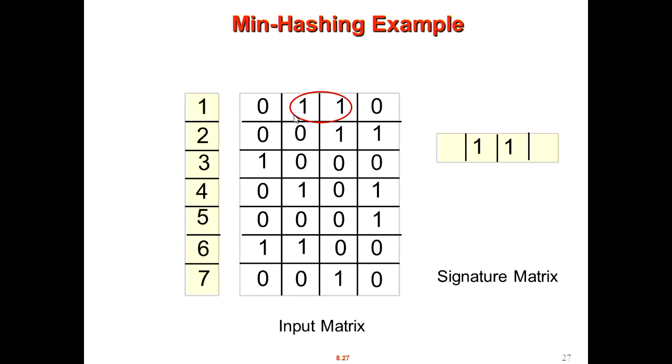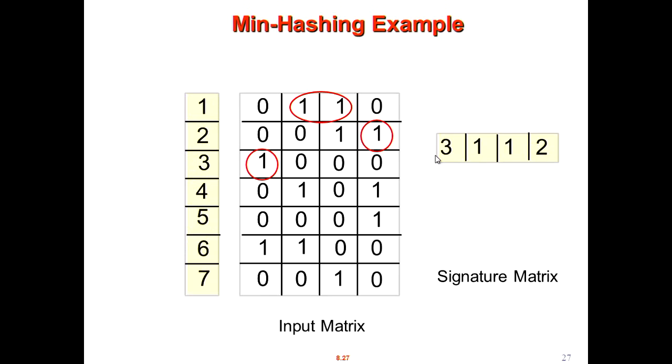Because the index of the first one, according to this order, is 1. And for the second column, for the third column, also the result is the same, because the index of the first one in this order is 1. So 1, 1. And then we move to the next row. And this column has already been computed, so we just discard it. And for the fourth column, or the fourth document, we meet the first one, right? There's a first one value in this column. And we get its index in this permutation order, which is 2.